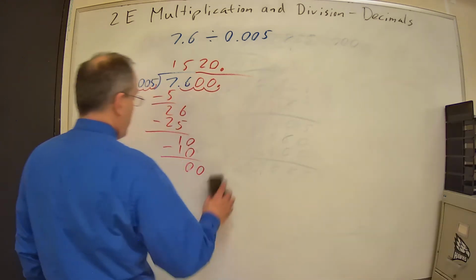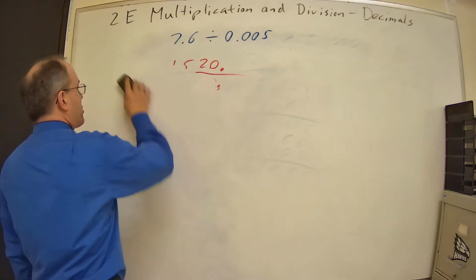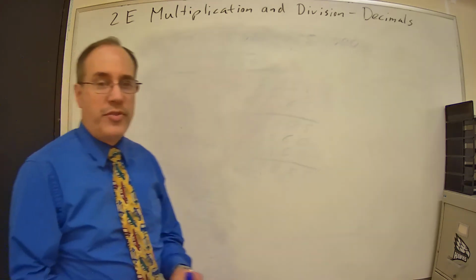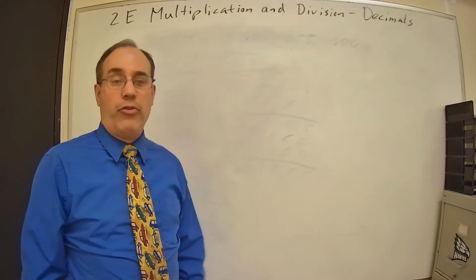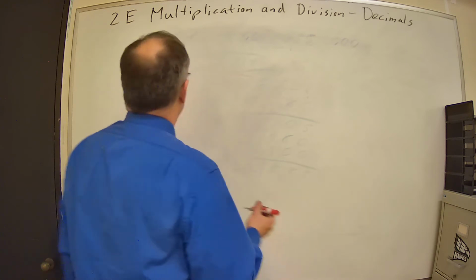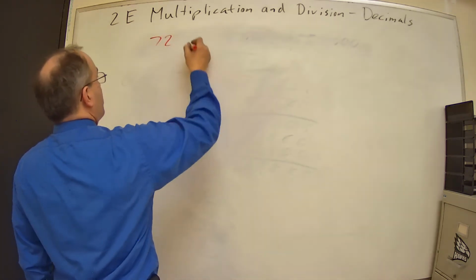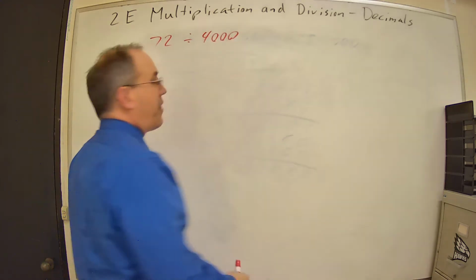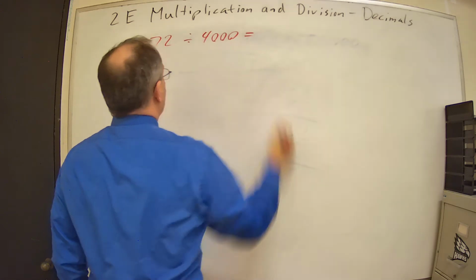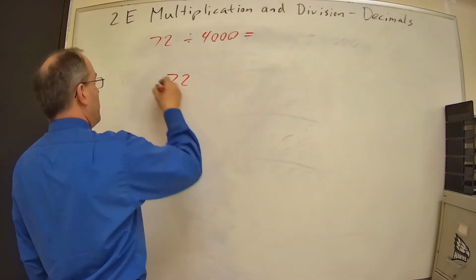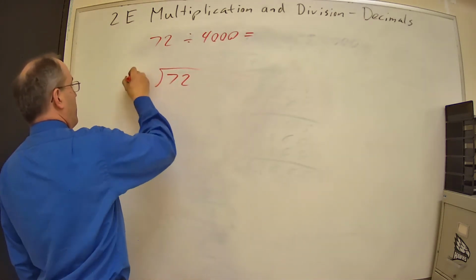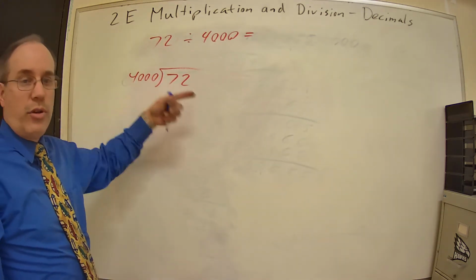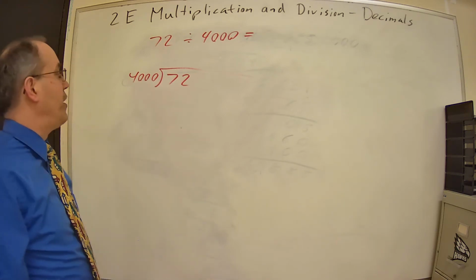Now I want to give you one little side trick which comes from this. It's not necessarily dividing decimals, but the opposite: dividing by a large number followed by a bunch of zeros. What if I have 72 divided by 4,000? That's 72 divided by 4,000. Well, that does not look pretty to me. That does not look fun or easy.